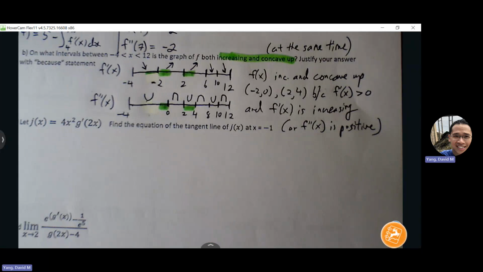We can say our function is increasing and concave up on those two intervals because f prime is positive and f prime is increasing. Or you can say f double prime is positive for that second reasoning.